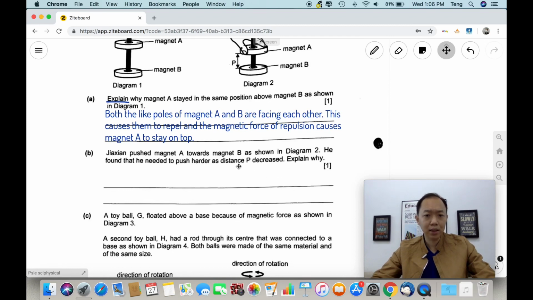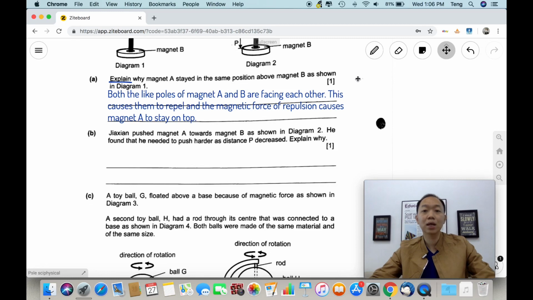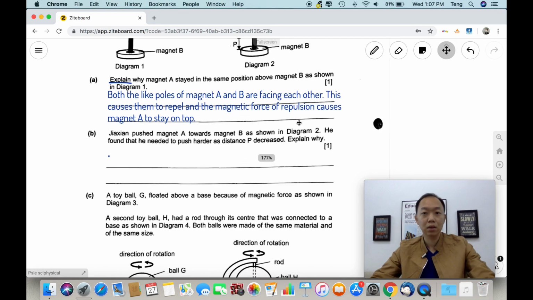Next, Jiaxian pushed magnet A towards B as shown. He found that he needed to push harder as the distance P decreased. Okay, why? He needed to push harder because the closer the two magnets, the stronger the force of repulsion.